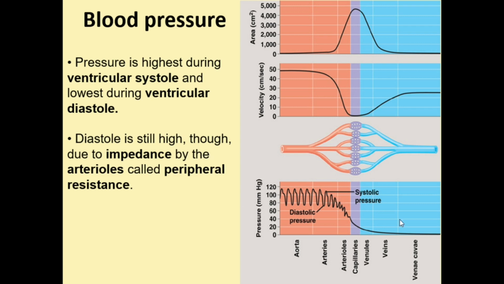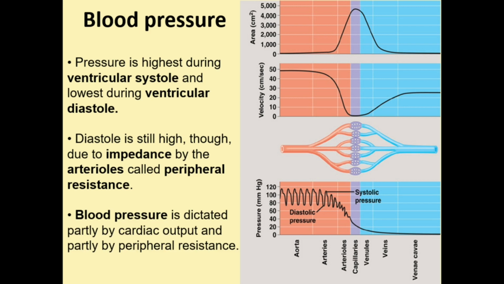But because you also have the impedance of the arterioles, so you're trying to filter a large volume of blood into the narrow arterioles and capillaries, you get this backlog of blood that causes the arteries to actually swell. And this is something that we call peripheral resistance. Okay, so diastole is still relatively high in pressure due to the impedance by the arterioles and the capillaries. And that's peripheral resistance. Blood has to filter into those narrower blood vessels.